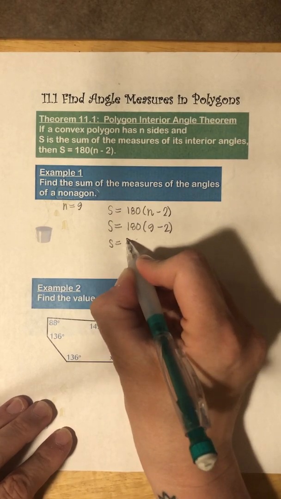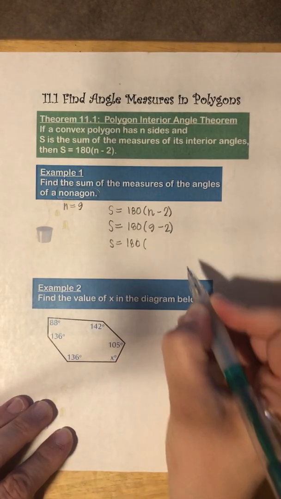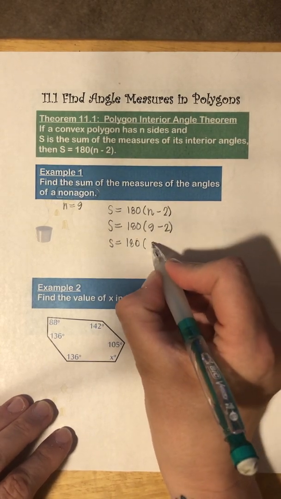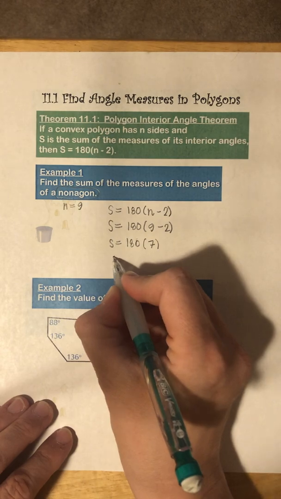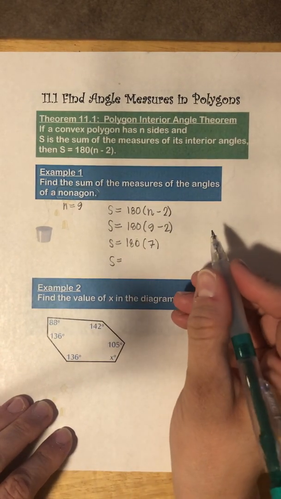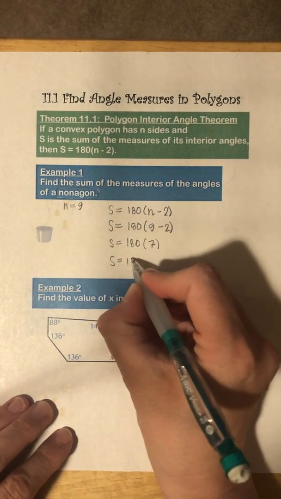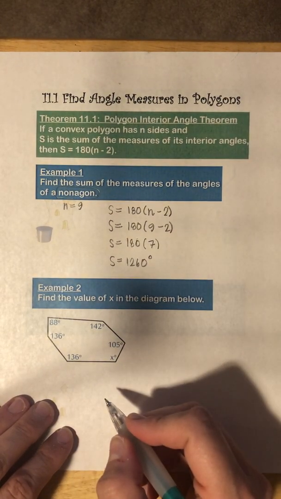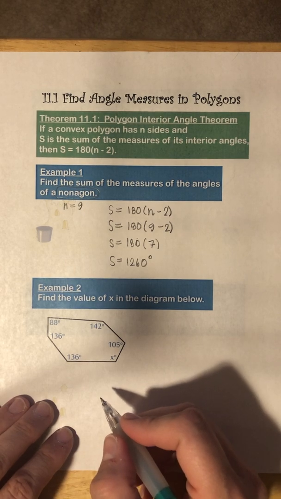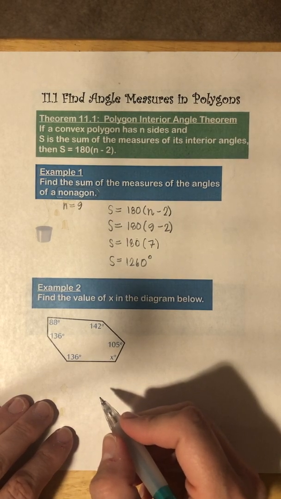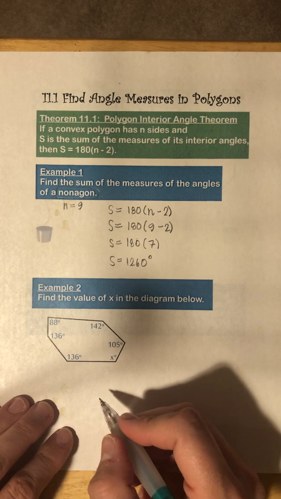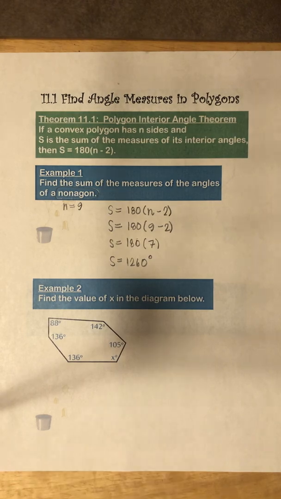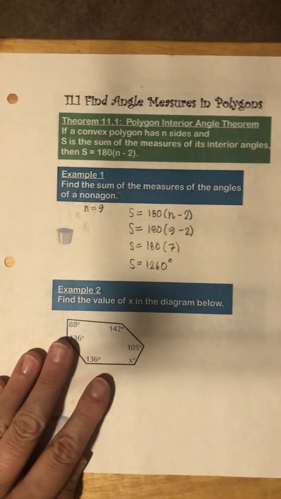So we're going to do the order of operations, and first thing is we're going to do subtraction because it's inside of the parentheses. So 9 minus 2 is 7, and then we're going to multiply 7 times 180, and we get 1,260. And I'm going to put a degree symbol there because remember this represents angle measures. So if we had a figure that had 9 sides, then all 9 of the angles would have to add up to 1,260.